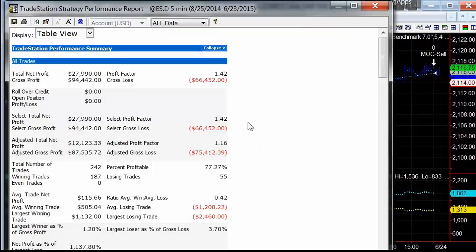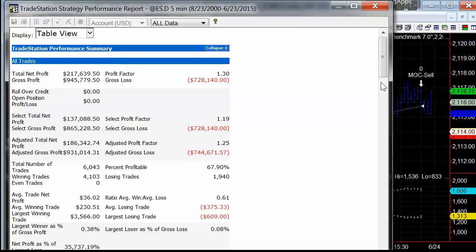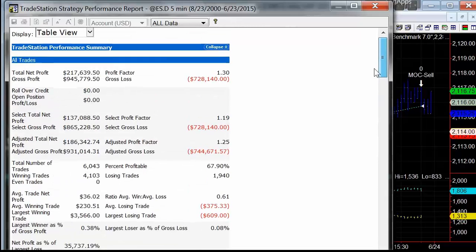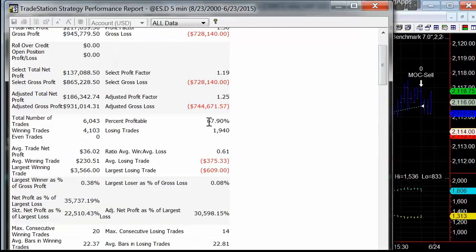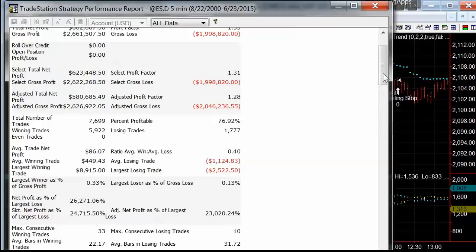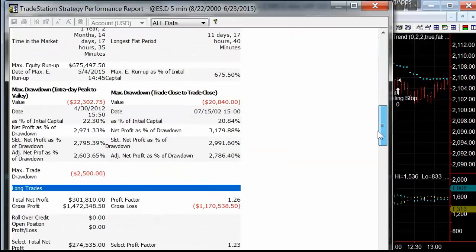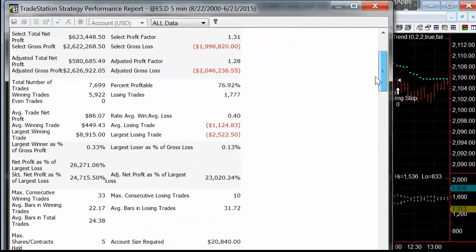Okay, this is the 5 contract version going back to January 1st. And then this is the 2 contract version going back 15 years. And this is the 5 contract version going back 15 years. So over 15 years, it's averaged 76% winning trades on 5 contracts.